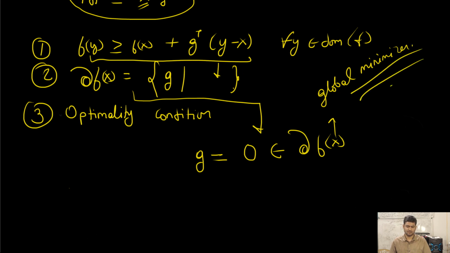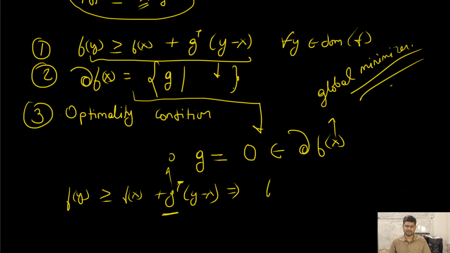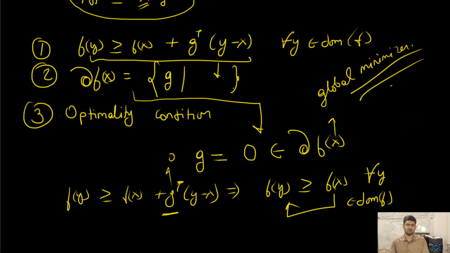You can also check this. f of y is greater than or equal to f of x plus g transpose times y minus x holds for any subgradient at x that satisfies this property, but if g is 0, then what we get is f of y is greater than or equal to f of x for all y in the domain of the function f, and that's why x is a global minimizer. So that's all we needed to know about the subgradients to be able to derive the next algorithm to minimize the L1 regularized least square loss function.